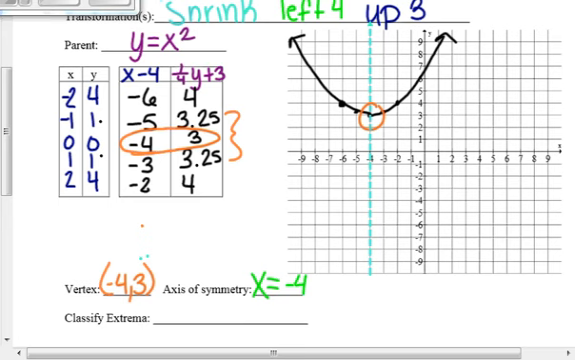When we talk about classifying extremas, we have maximums and minimums. And with quadratic functions, if our quadratic is opening up, then that means it's going to have a minimum. In our function, it's opening up, so it has a minimum for the extreme. If it was opening down, it would have a maximum.